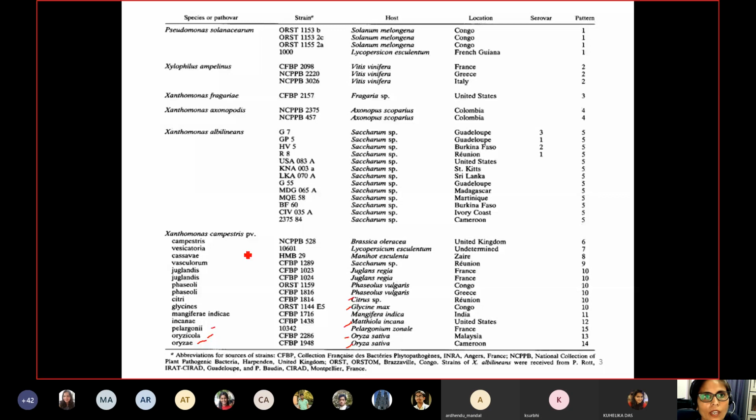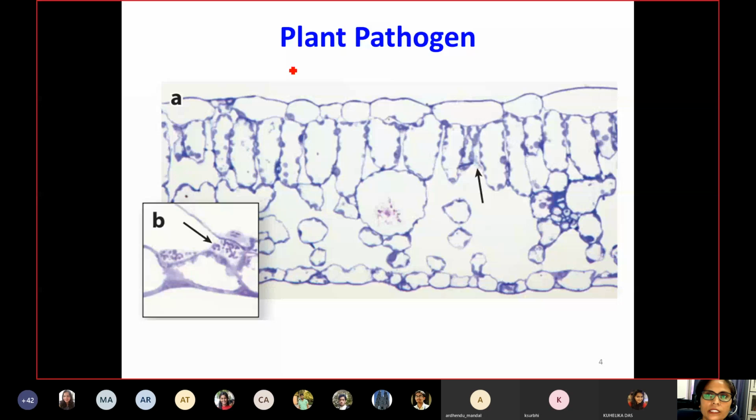Now, the infection, how it occurs: the infection from Xanthomonas into plants occurs through natural openings. That means either stomata or hydathodes or natural wounds. So what you see here are the epidermis, lower epidermis, and what you see specifically in arrow are the microcolonies of your Xanthomonas bacterium, gram-negative bacterium. So here as well as here.